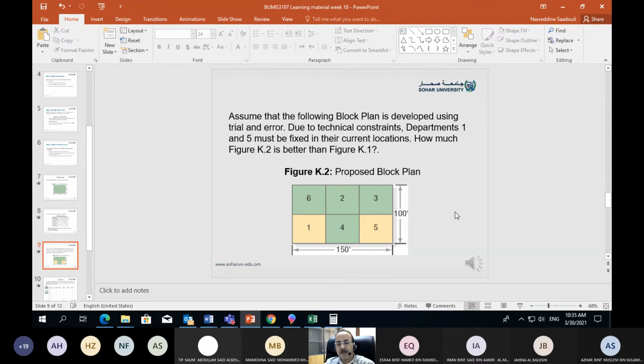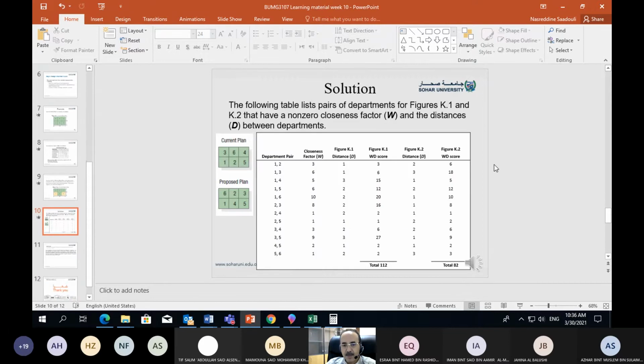Now, how do we actually develop this? Okay, well, it's a matter of a little bit of logic and common sense, and using essentially the closeness factors in making this decision. Once I have this, then I also have the distances for the second or proposed block plan, and based on that we develop this table, where, as you can see, first of all, we have all the possible combinations, all the possible pairs.